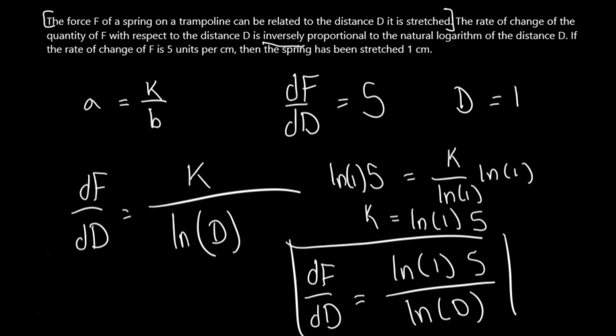Hopefully, this gives you a better understanding of how to model scenarios or situations with differential equations, and hopefully, you understand the difference between directly and inversely proportional. As we mentioned, directly is when you have a variable a equal to the constant times variable b, while inversely is when variable a is equal to k over variable b.